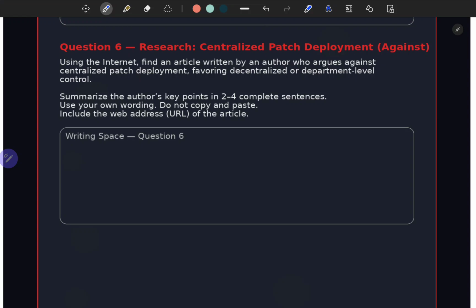And question 6 is pretty much you're going to find the same thing, but against centralized patches. So you have the favoring decentralized or department level control. Same thing, 2 to 4 sentences using your own words, finding an article supporting that. Now, as far as centralized and decentralized, what that even means is I'll give you scenarios so we can understand what we're dealing with here.